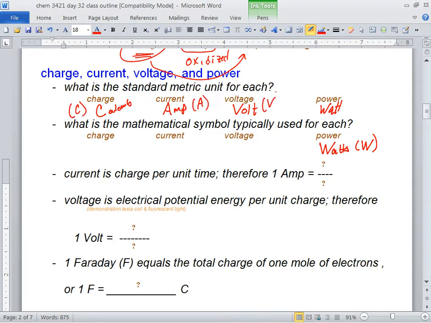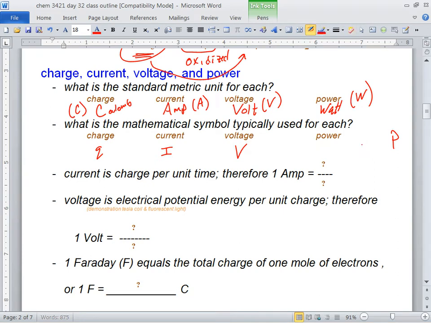Okay. How about the mathematical symbol? I don't know if you ever had physics. Charge, they always like to use what? Little q. How about for current? Capital I. Volts, big V. Power. I've always seen it as, what have you guys seen it as? I saw capital P is what I saw. Okay.